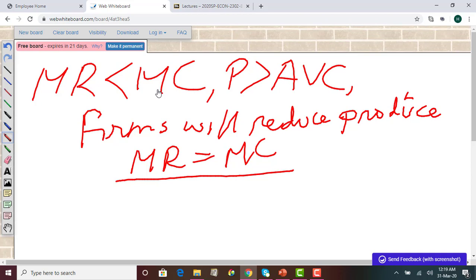The first condition we saw is when MR is greater than MC and price is greater than AVC. In that case, firms will increase production. In the second case, if MR is less than MC but price is still greater than AVC, firms will still produce. Even though they're making losses, they will still produce, but they will reduce their production until MR is equal to MC.